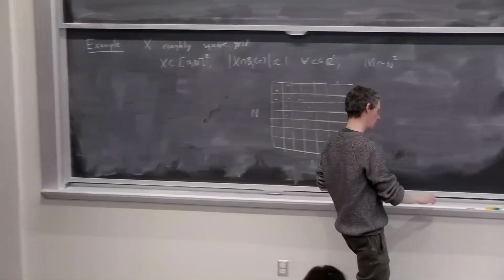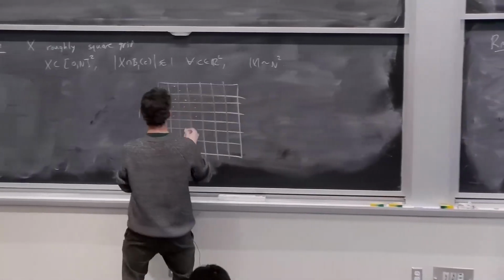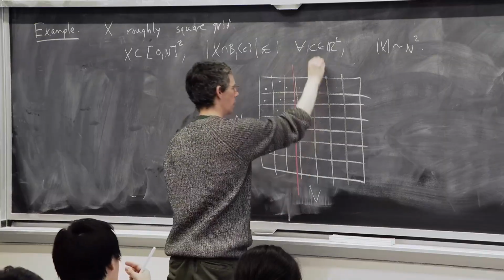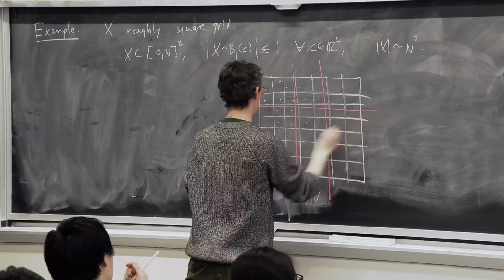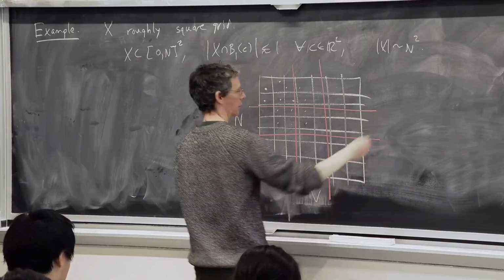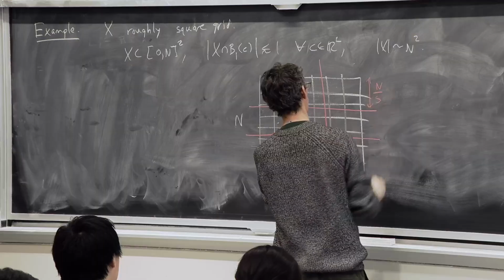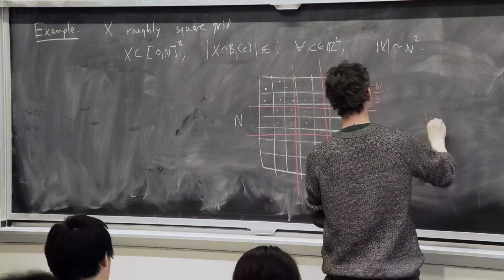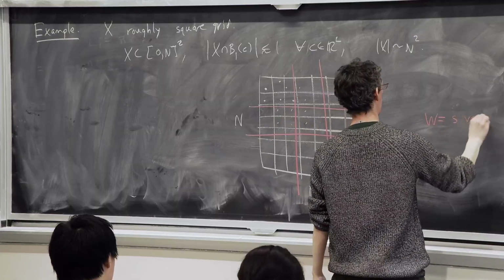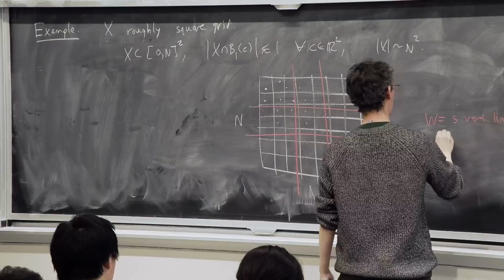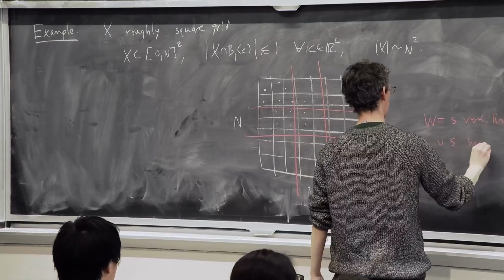OK, so now how would we cut it up? I would cut it up like this. I'll do n over S, so the wall is S vertical lines union with S horizontal lines.